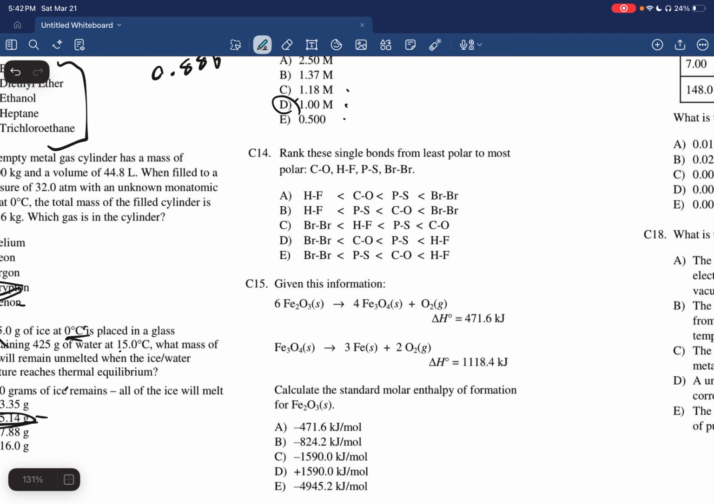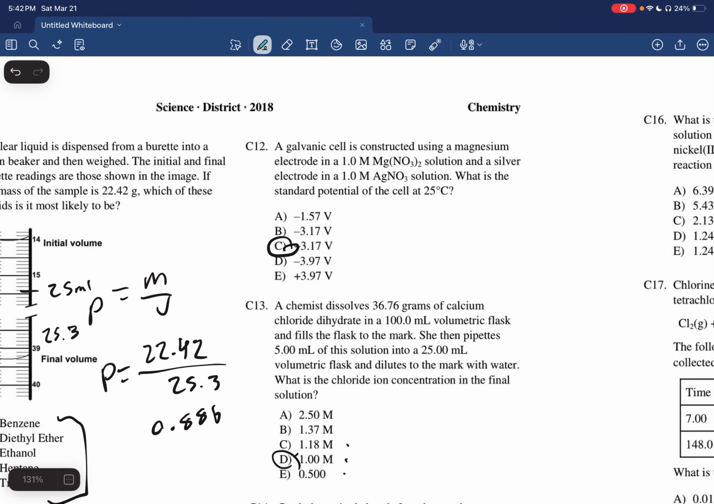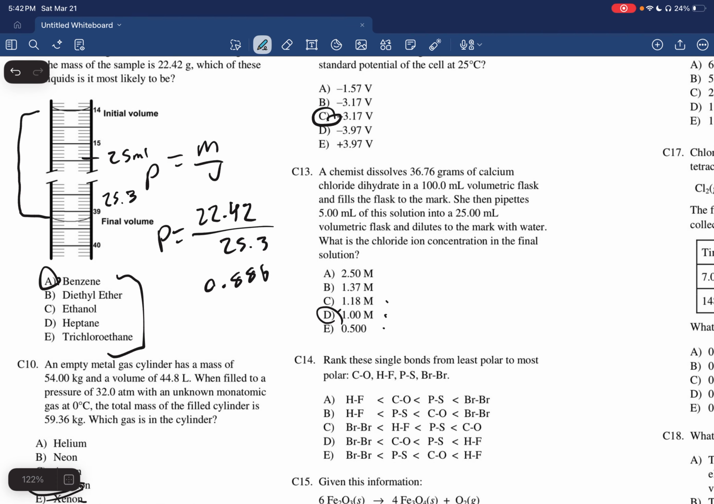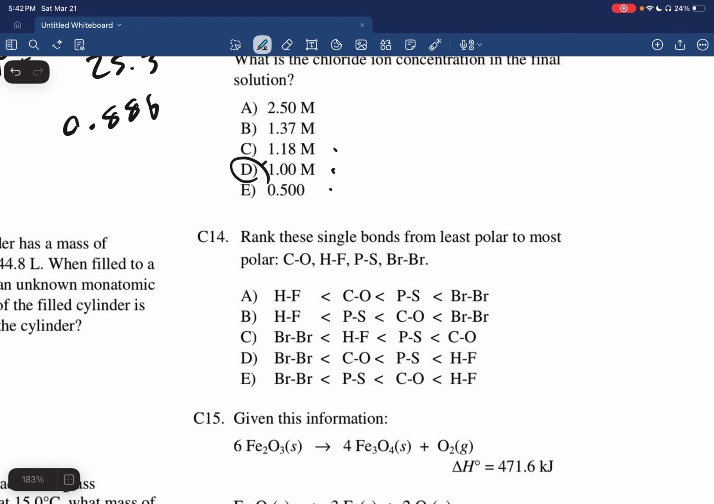Question 14 asks to rank these single bonds from least polar to most polar. And so bond polarity depends on the difference in electronegativity between the atoms. And that means like on your periodic table, electronegativity increases like this. As you move to the right and up, you increase your electronegativity, and you want the greatest difference of that for the most polar bond. So let's look at what we have. We have carbon and oxygen, hydrogen and fluorine, phosphorus and sulfur, and bromine and bromine.